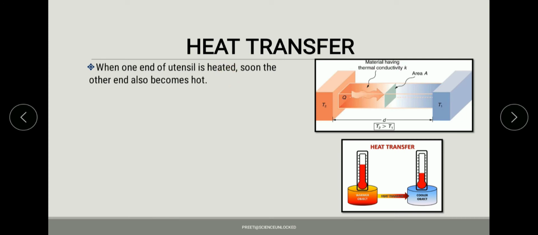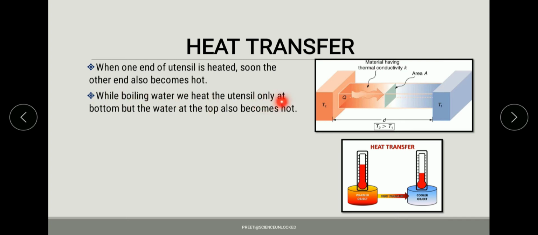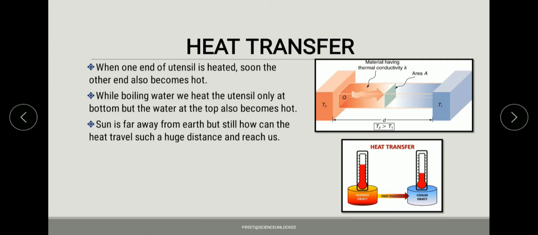then on the other hand we will see that the other end of the utensil will also be heated up. The second example is that if we are going to boil water in a utensil, then automatically the heat is transferred from the utensil to the water and the water will start heating up. Now we will see that the water on the top will also become heated up. It's not that only the bottom part will be heated up, the upper part of the container or the water will also heat up.